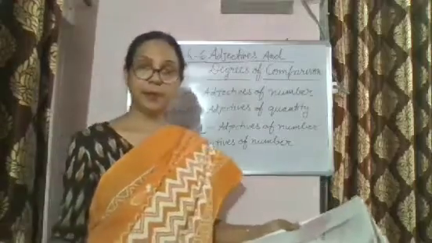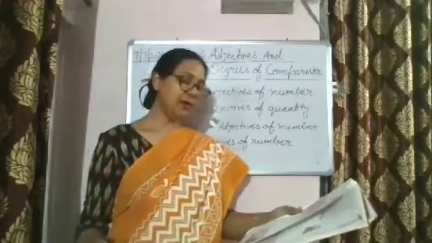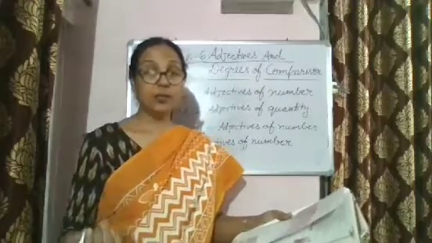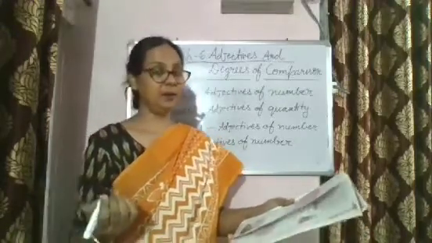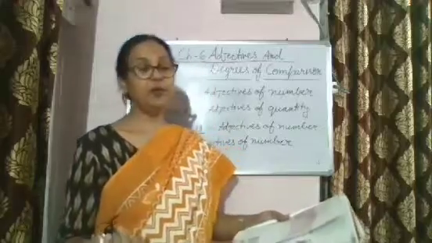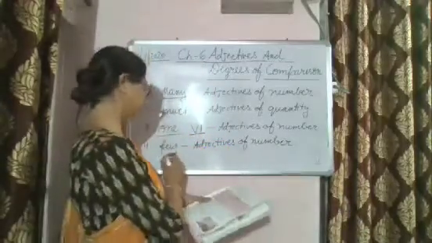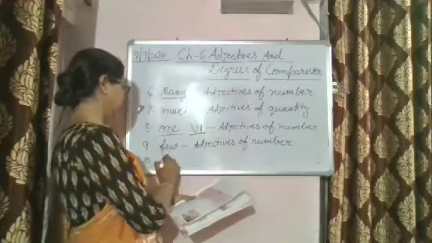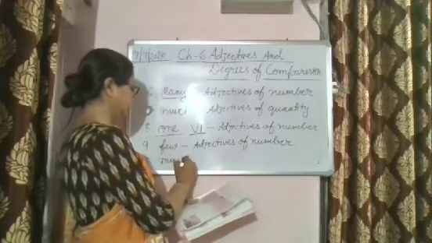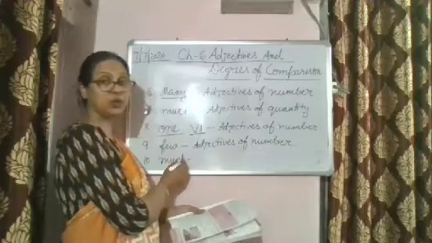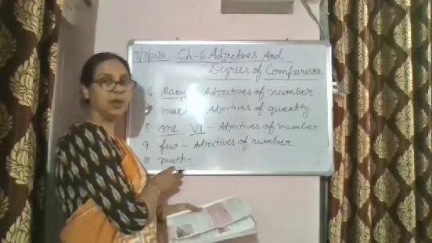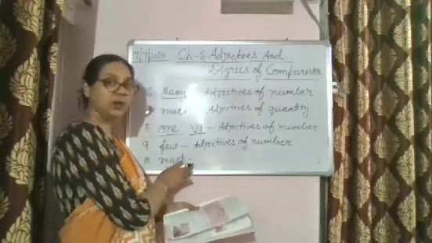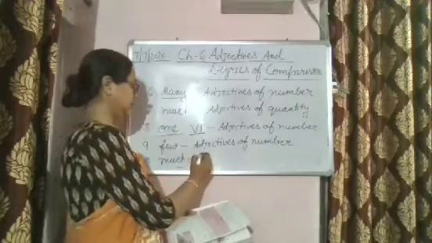Now at number 10, there was much excitement among the people. How much excitement? Much excitement. So it is adjective of quality, because it's talking about excitement. It is abstract noun. So it is much over here. So we are going to write adjective of quality.